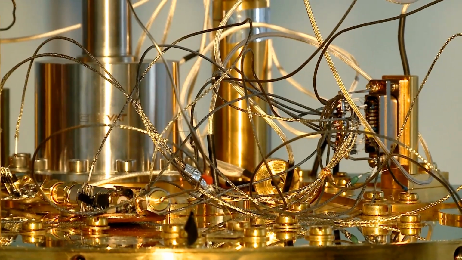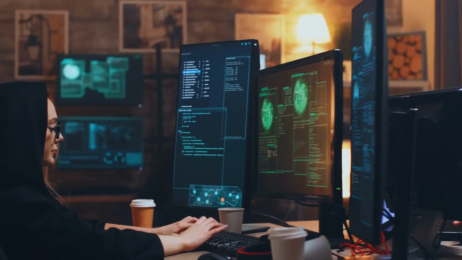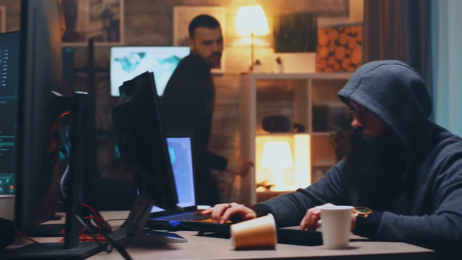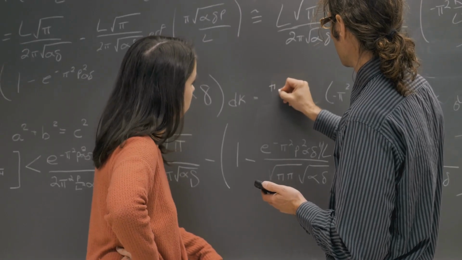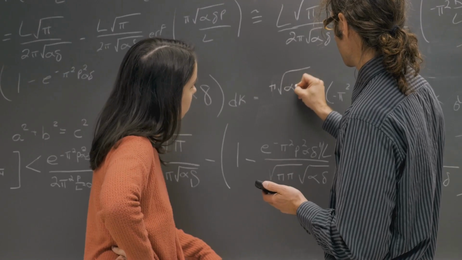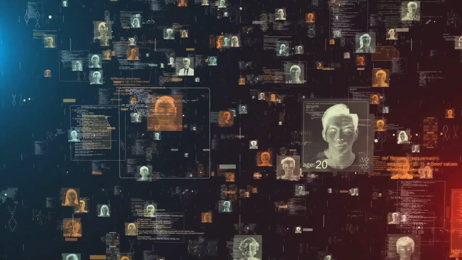The progress we've made so far is just the beginning. As quantum technologies continue to evolve, they will reshape industries, economies, and perhaps even our daily lives. The journey ahead is filled with challenges, but the potential rewards are immense. Welcome to the future. Welcome to the quantum era.